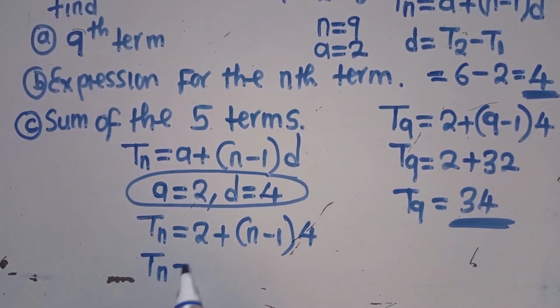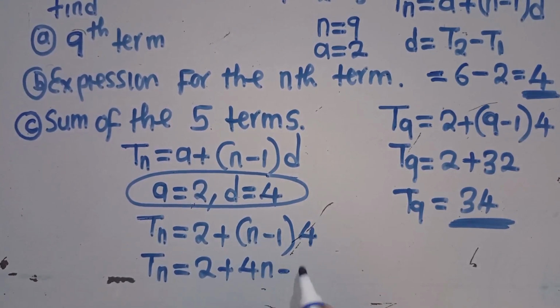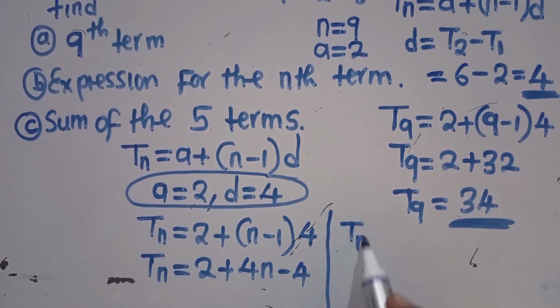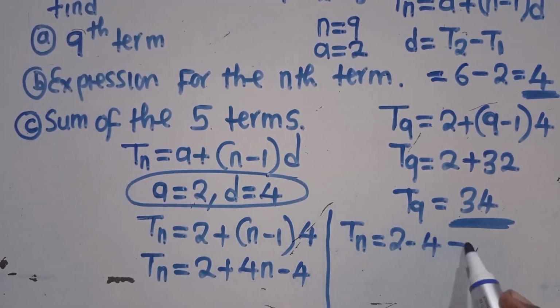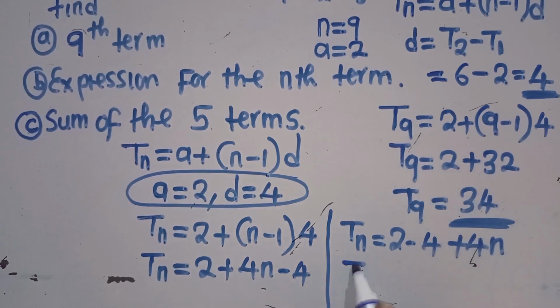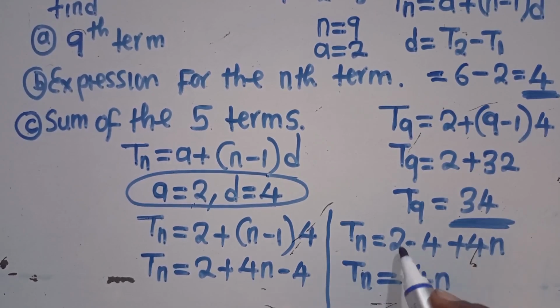This is equal to, you do this. This is 2. 4 times n, you get 4n. 4 times negative 1, you get negative 4. So this is just the same as what? I can continue from here where I say Tn is equal to 2 minus 4 plus 4n. So I can start with 4n here where I'm going to say Tn is equal to 4n. 2 minus 4, I get negative 2.